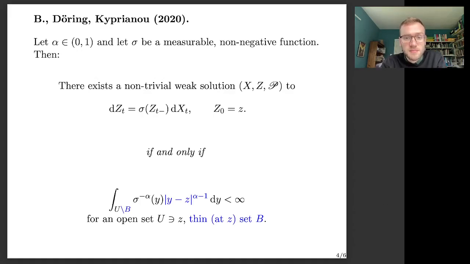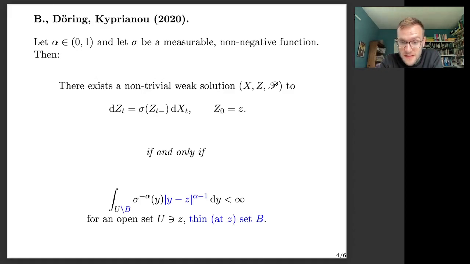So again, an equivalence between existence of a non-trivial weak solution to this SDE, but now the integral test is slightly different. We have an integral over U, our open set, but now minus some set B, which I've called thin. I'll explain that in a second. But against this also different polynomial factor, y to the alpha minus 1. This polynomial factor, as for alpha greater than 1, obviously doesn't have such an impact on the integral test. The thin set B is really the major difference here.